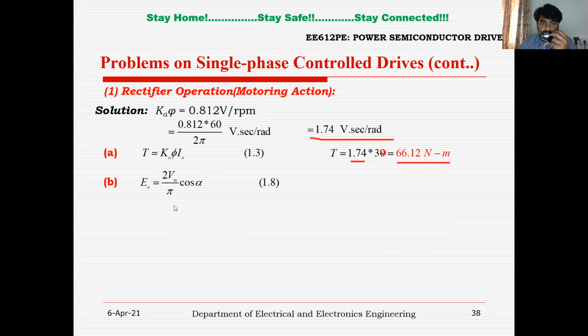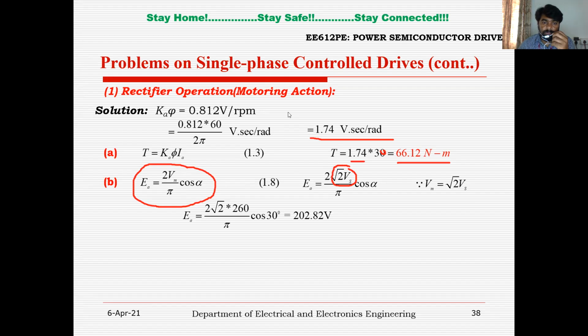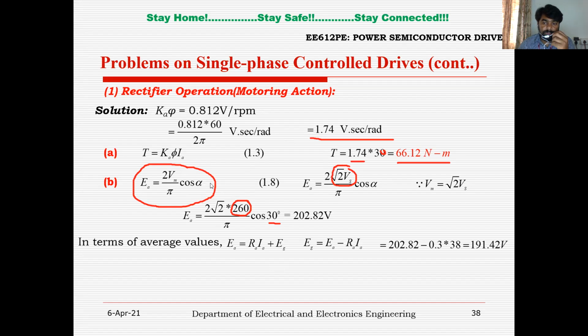Similarly, in the next case, we need to calculate the speed, right? Since the motor is fed from a single phase fully controlled converter, this is the average voltage of the fully controlled converter. It is 2 Vm by pi cos alpha, where Vm equals √2 times the supply voltage, right? Now we know the firing angle alpha, which is 30 degrees, and Vs is 260 volts. Then we can calculate EA, right?